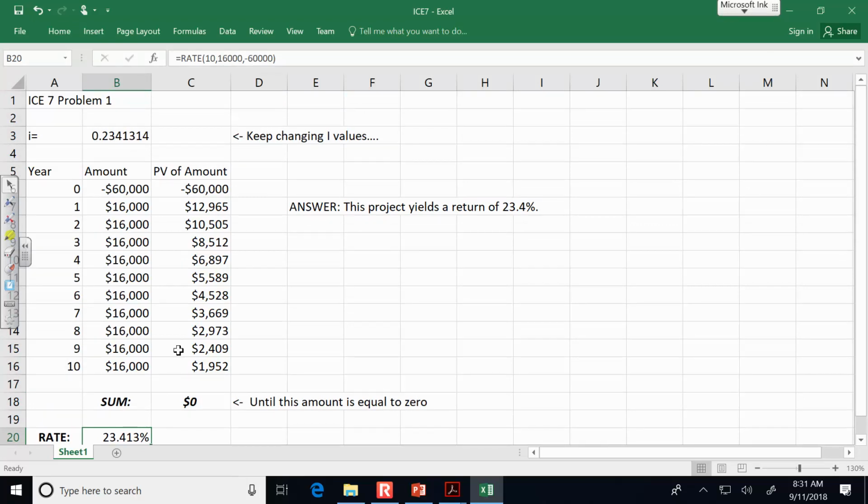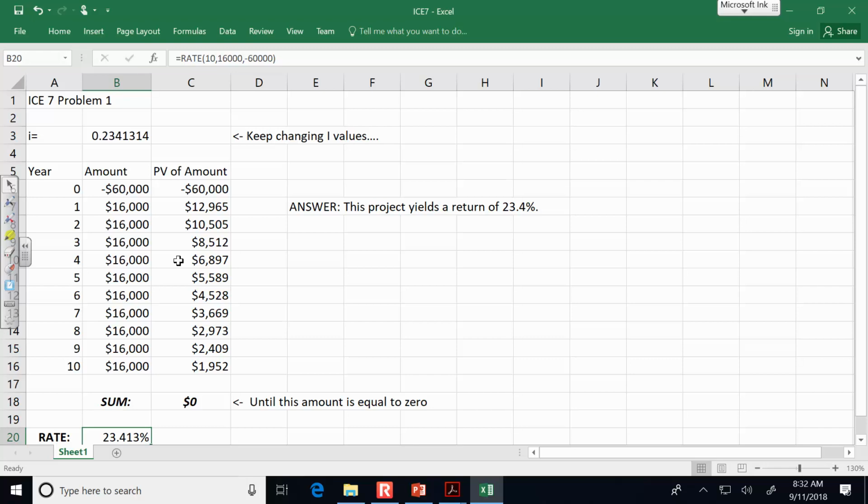So 23.413, and there were more digits if I chose to reveal them. So it solved for the interest rate. It did all of those calculations that we did earlier, kind of internally, behind the scenes, and calculated the interest rate. So it's a pretty useful function. You have to know how to do both.